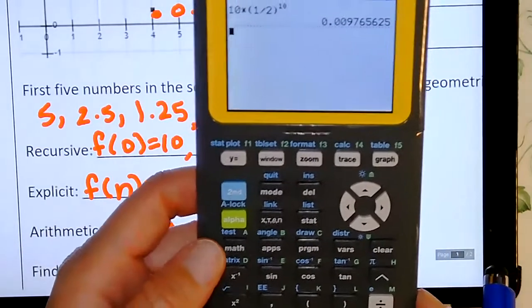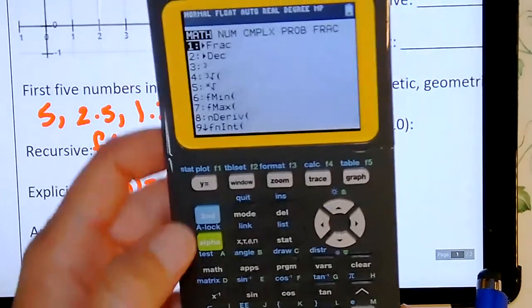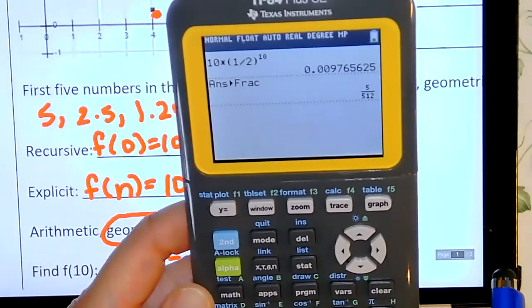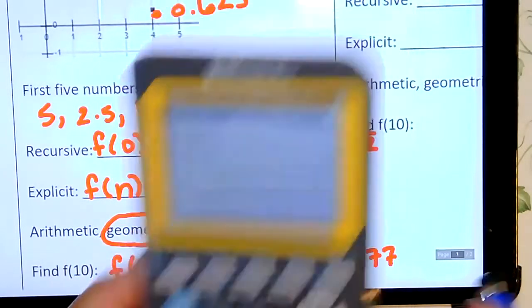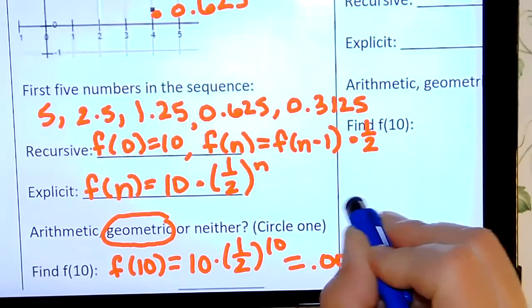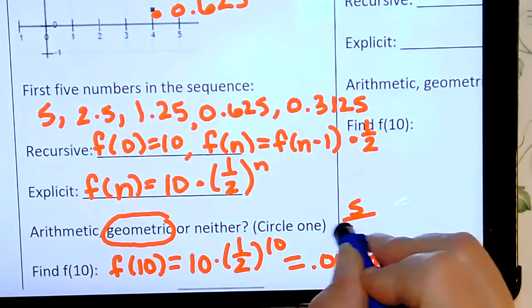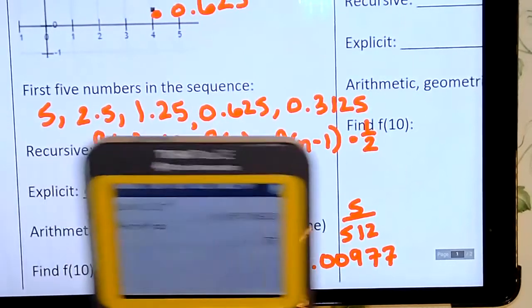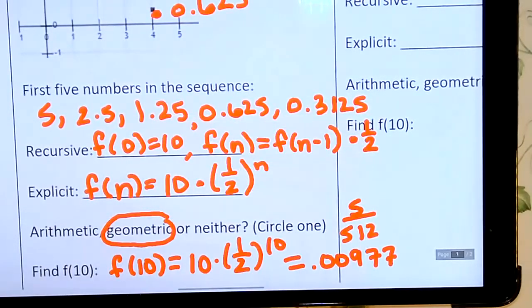On these calculators, if I hit math, and number 1 there is fraction, it's also exactly equal to 5 over 512 is what it equals exactly. Okay, if you don't want to have it rounded.